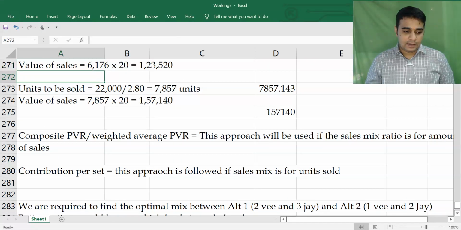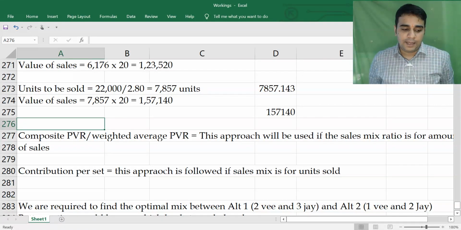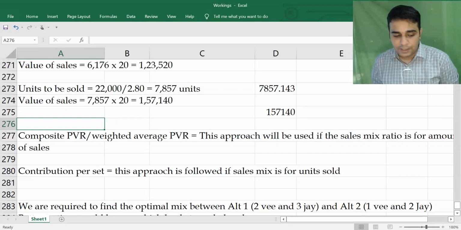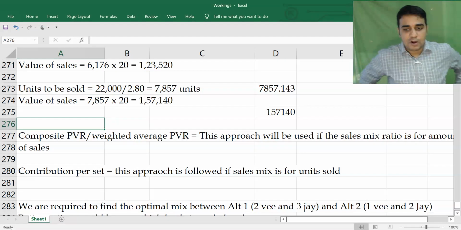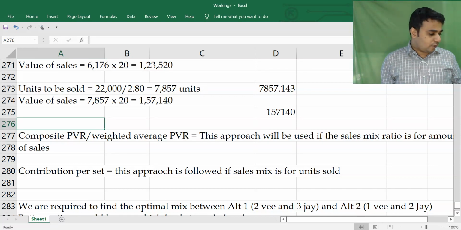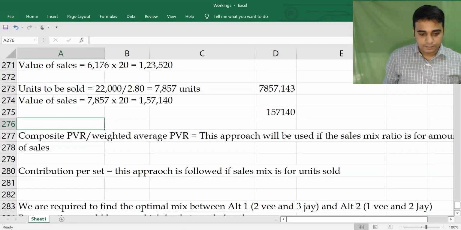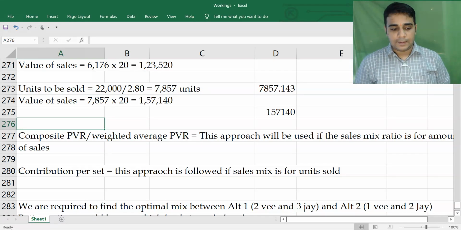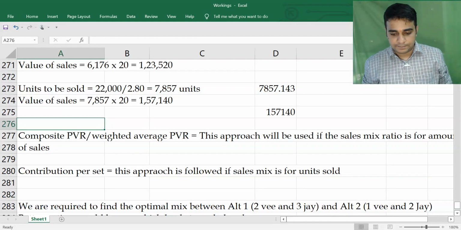Point number A is composite PVR / weighted average PVR. This approach is followed if the sales mix is for the amount of sales. Point number B is contribution per set. This approach is followed if the sales mix is for units sold.